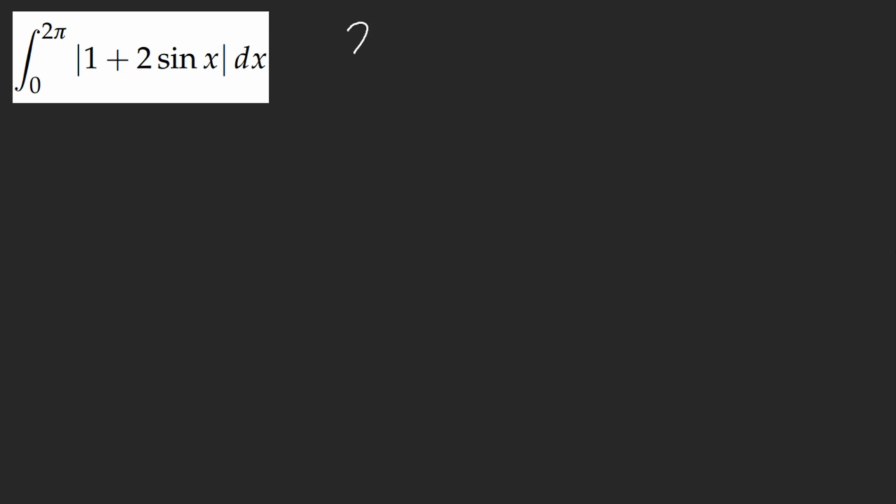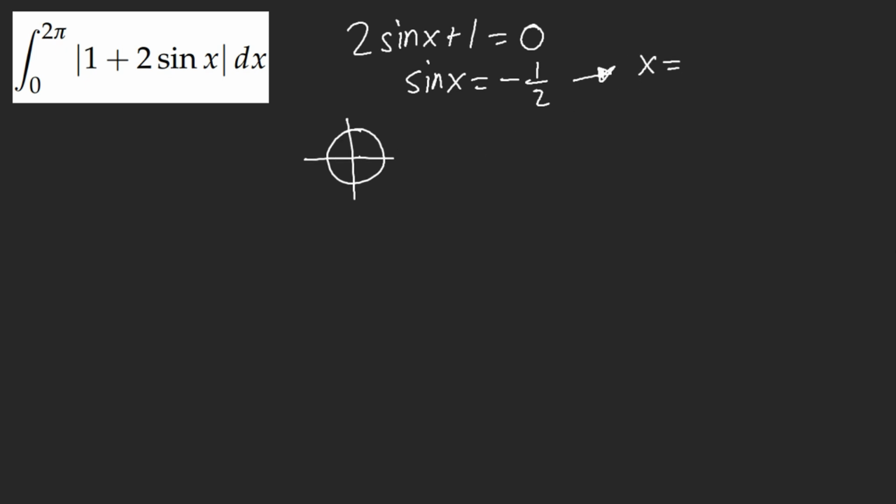So I need to know where 2 sine of x plus 1 is equal to 0. I need to find where it goes through the x-axis. So we solve for sine of x. In this case, we get negative 1/2. So x is equal to, let's see, negative 1/2 is like here or here.